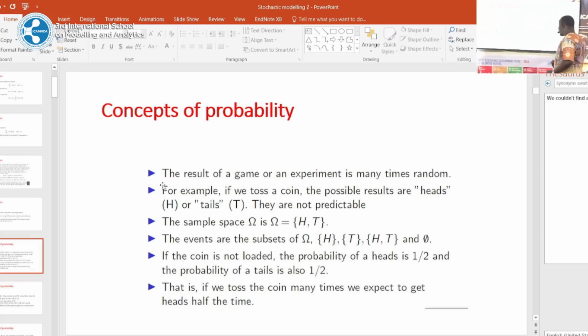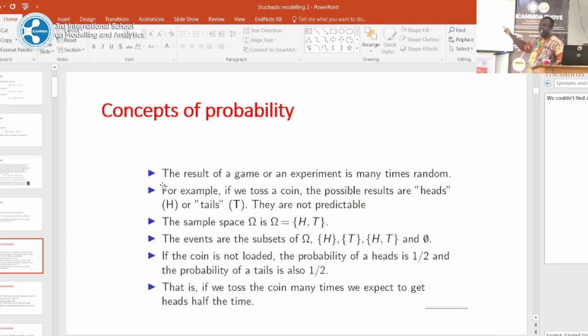So if the coin is not loaded, the probability of a head is 1/2, and the probability of a tail is also 1/2. So if we toss the coin many times, we expect to get heads half the time.